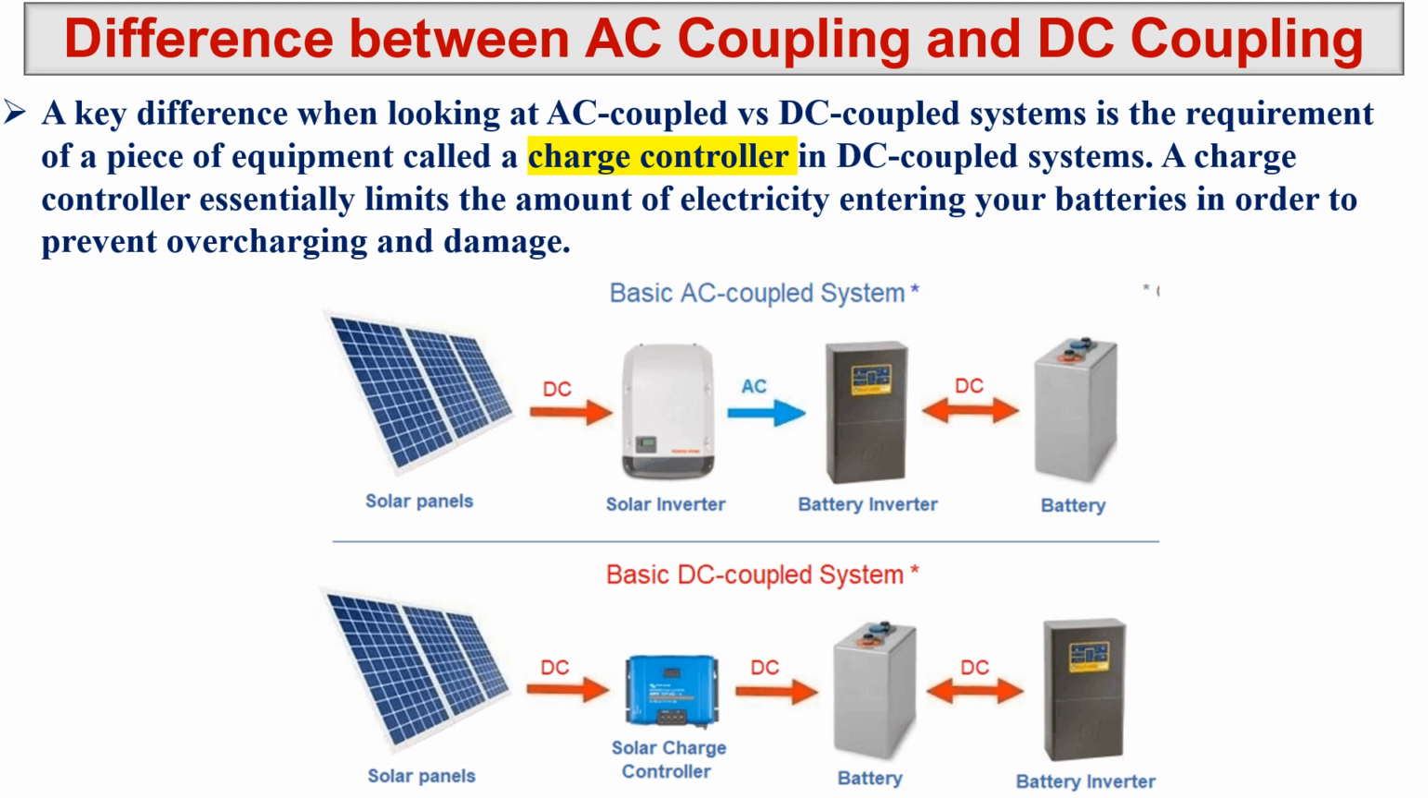I'm Dr. Nathan. In today's video, we are going to discuss the difference between AC coupling and DC coupling systems in solar PV systems. When you look at this picture, we can clearly understand the difference between AC coupling and DC coupling systems. These two systems are available to connect the battery to the system.